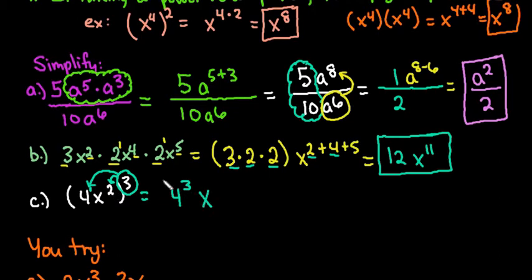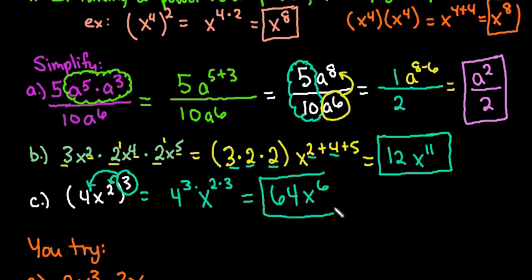For the x, we would do 2 times 3, and then we would simplify. So 4 to the 3rd power means 4 times 4, which is 16, times 4 more, which gives me 64. And then with my x's, I would just multiply the 2 times 3, which is 6, and that would be my final answer.